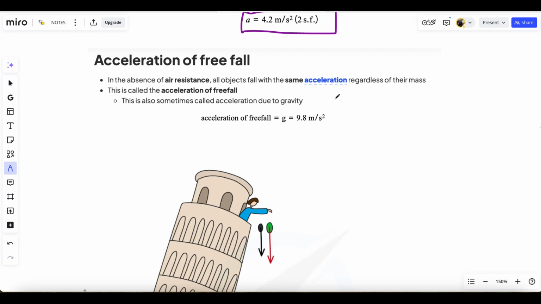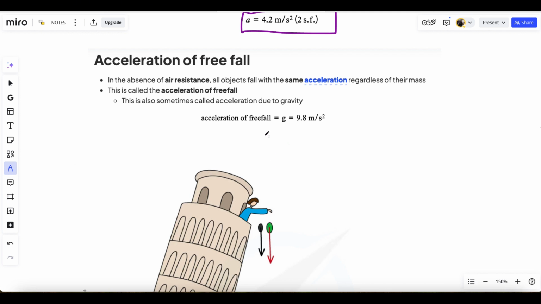Okay, and then we say for free fall, objects falling from a height. For example, if you jump from a height, you have a free fall. The only things that will act on you are 2 forces. One is your weight, pulling you downward, and the air resistance that will pull you upward.